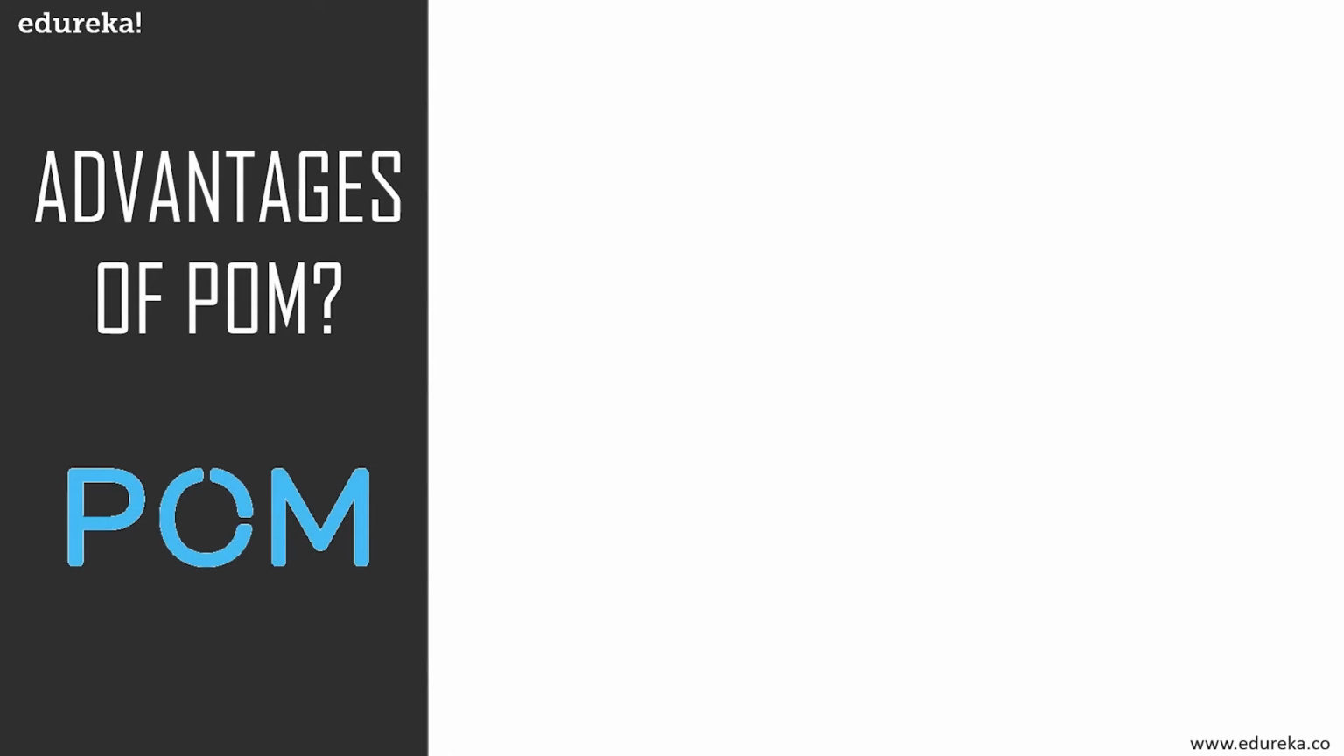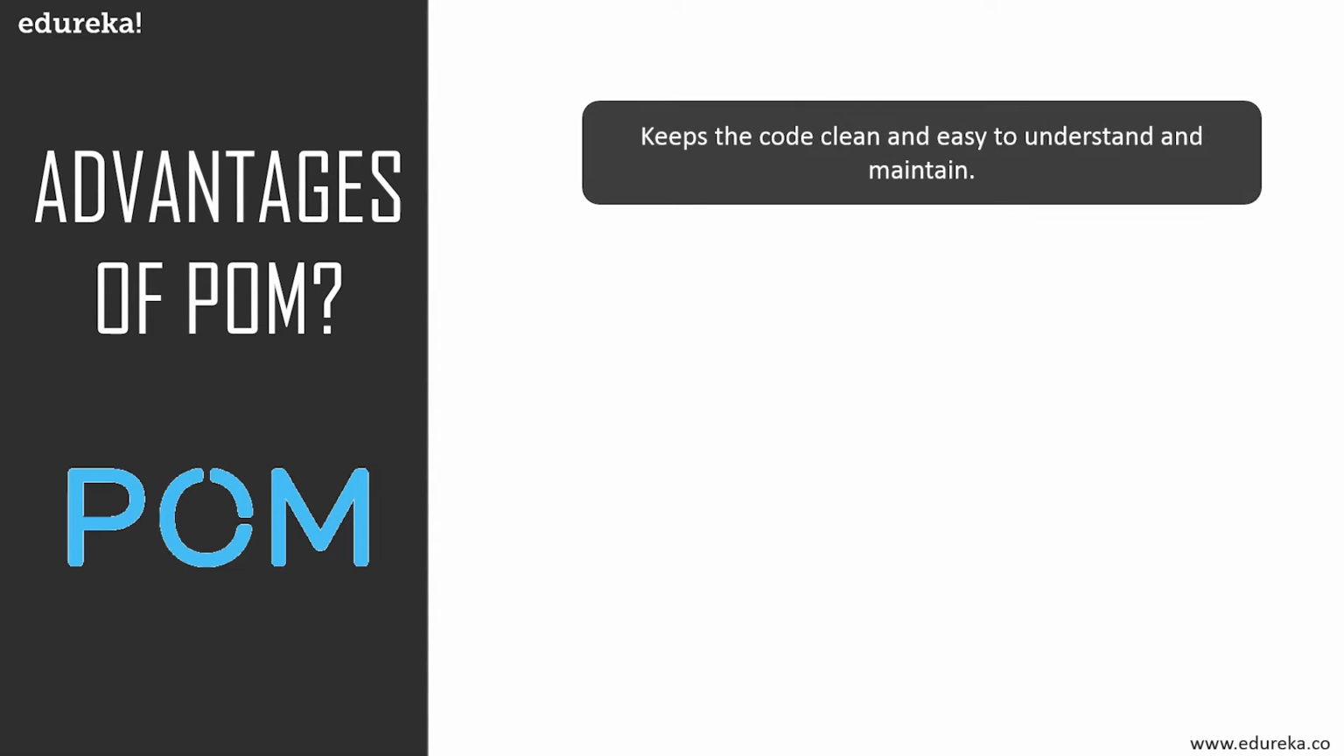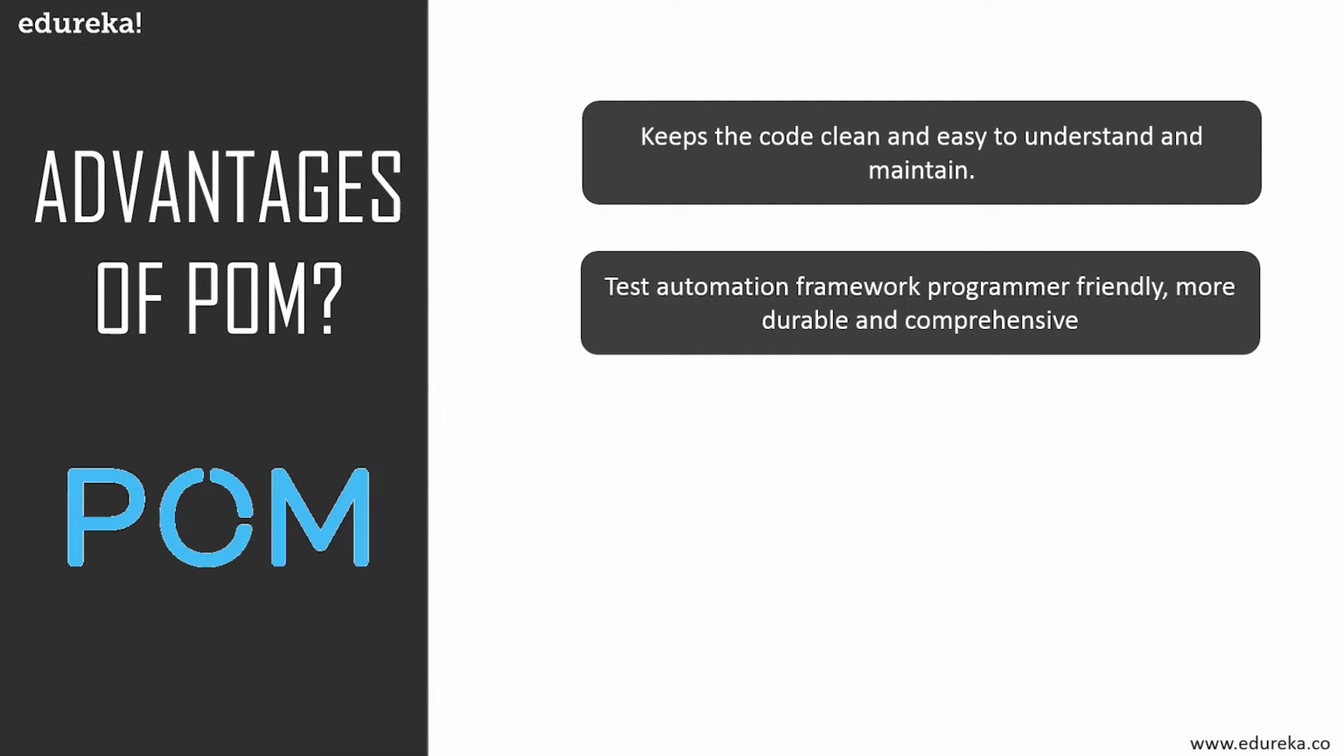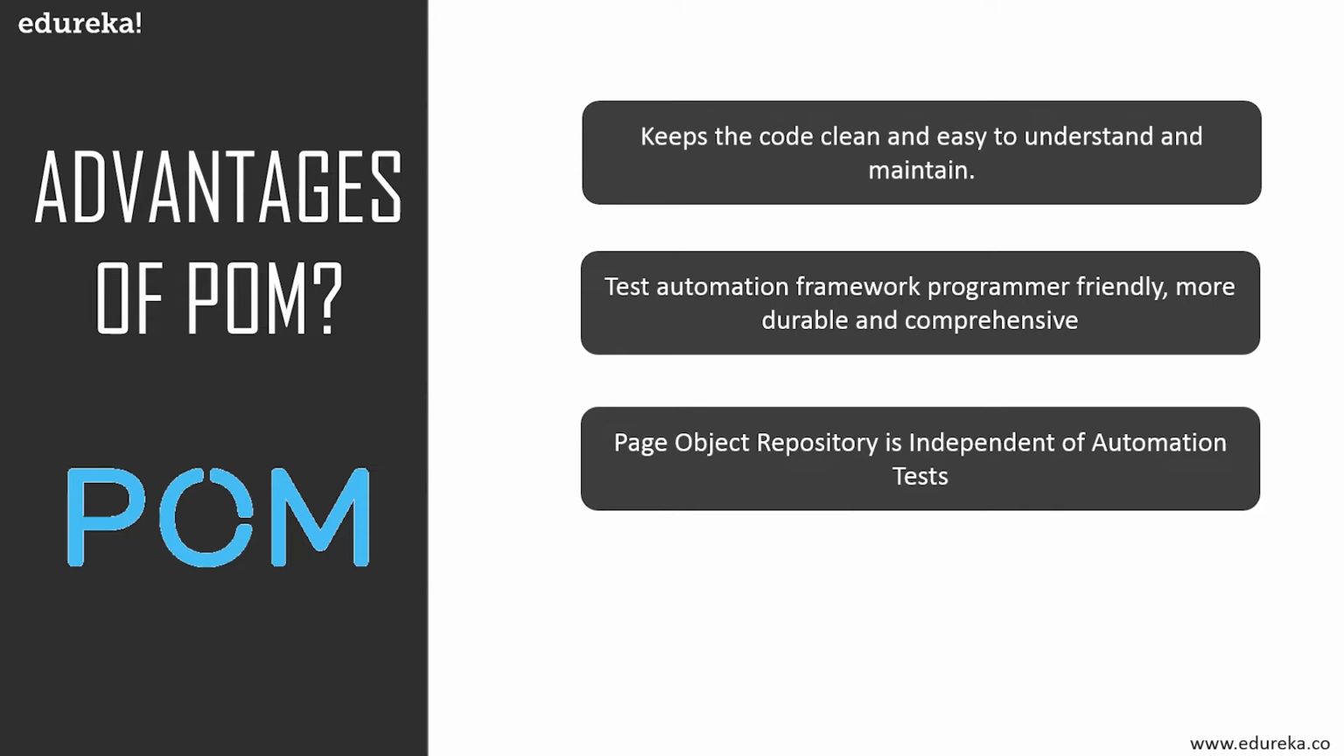So first one, according to the Page Object Model, we should keep our tests and element locators separately, and this will keep the code clean and easy to understand and maintain. And the Page Object Model approach makes test automation framework programmer friendly, more durable, and comprehensive. Another important advantage is that Page Object Repository is independent of automation test.